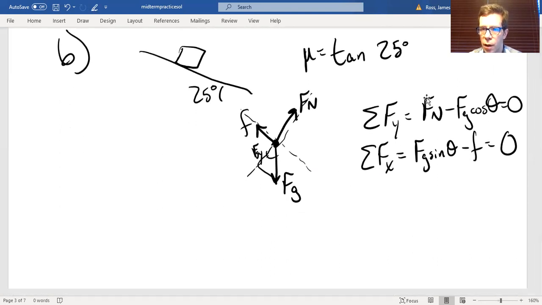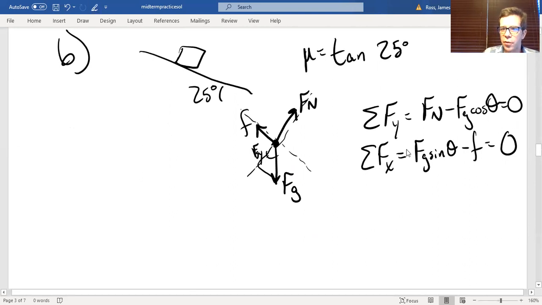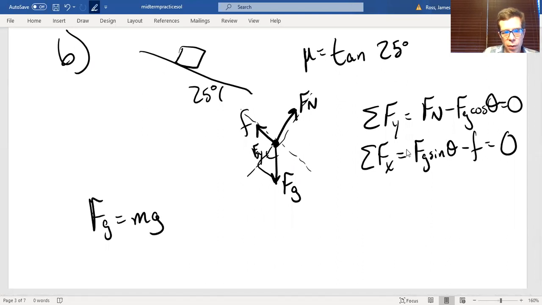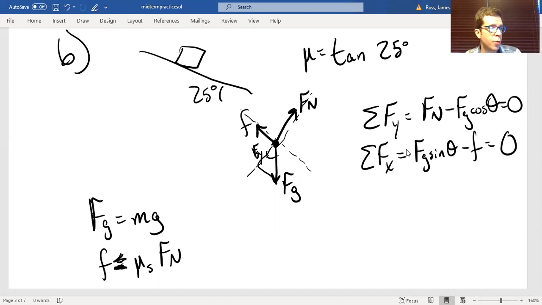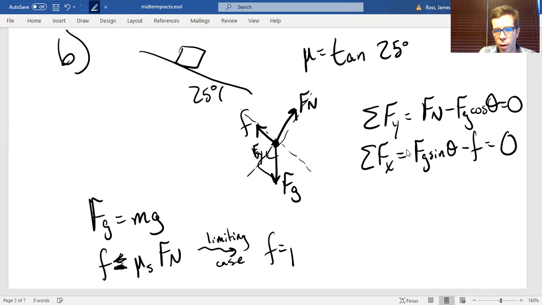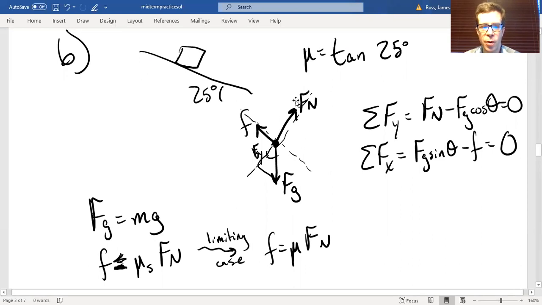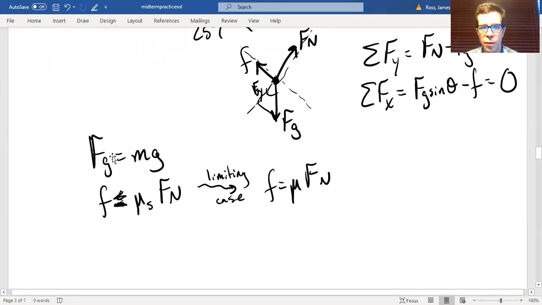All right, let's see. What other equations do we need? Well, we know that the gravity is mg, and we know that friction is less than or equal to mu times the normal force. Since we're looking for the minimum value of the coefficient of static friction, we can use equality here. Since this is a limiting case, we'll have equality. All right, so we have 4 equations that we're using here, actually. I know this one's kind of trivial. We've used it a lot, but.